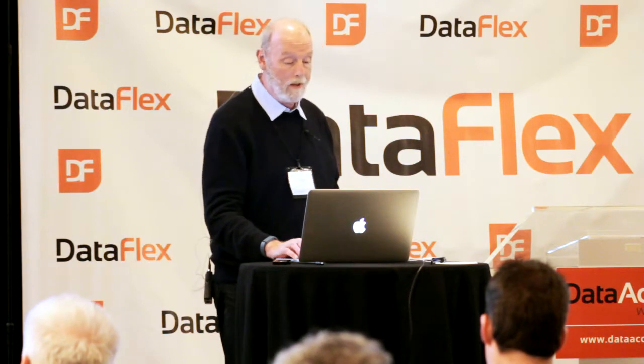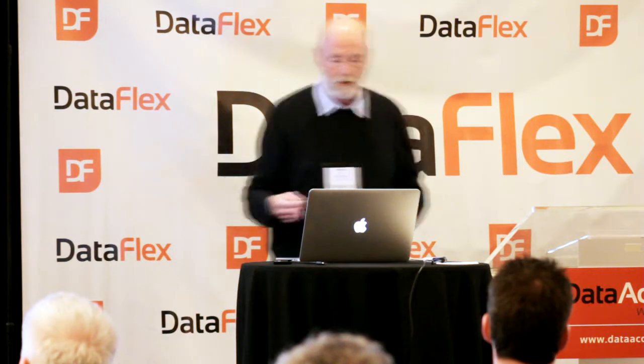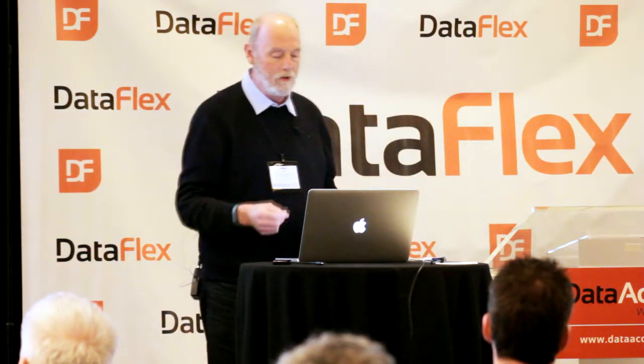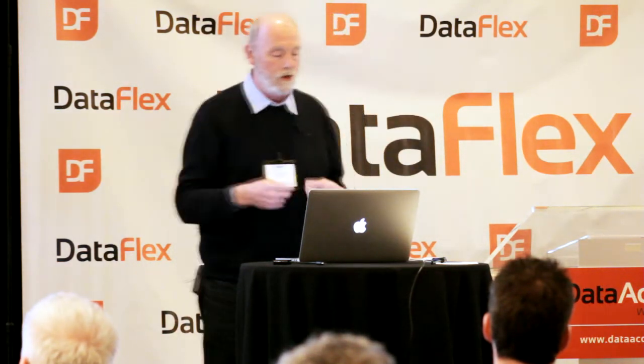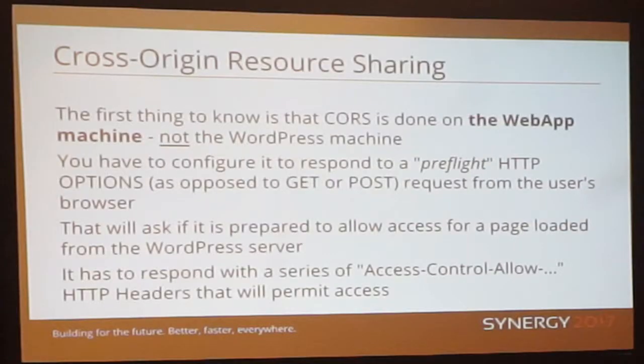So if we need to do something from a different website, we need to use Cross-Origin Resource Sharing, which is quite a complex mechanism. The first thing you need to know, and the thing that everybody gets wrong when they first try it, is this is not done on the WordPress machine, it's done on the web app machine. So you need to configure it in IIS, and you have to configure it to respond to what's called a pre-flight options request, as opposed to a get or a post. You don't have to worry about that. The browser does that, but you have to configure it so that it gives the right responses. And those responses are conditioned by a set of Access-Control-Allow HTTP headers that will permit access.